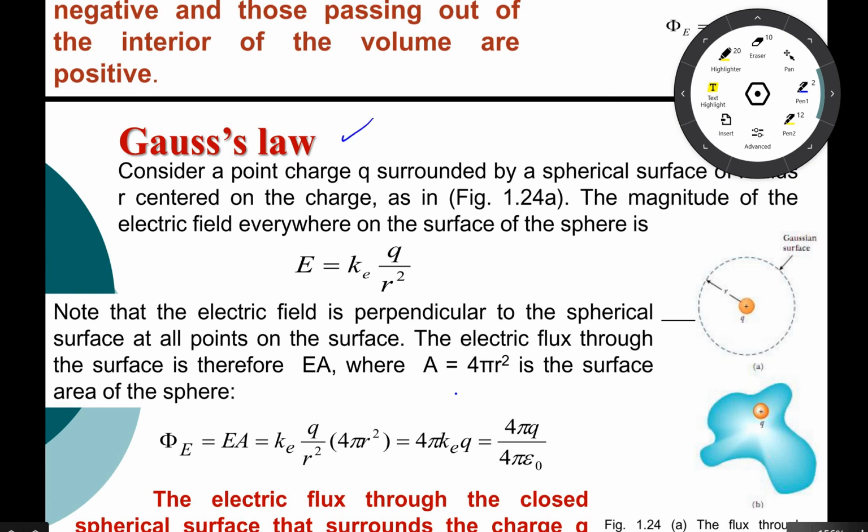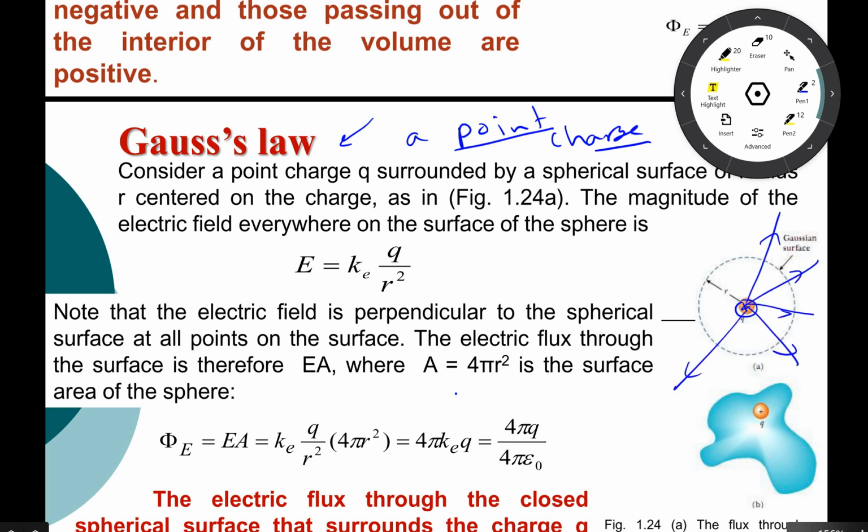To apply Gauss's law for a point charge, if I have a point charge, and as we know, this is the direction of the field lines, the electric field due to a point charge is simply the electrical constant multiplied by the charge over the distance squared.